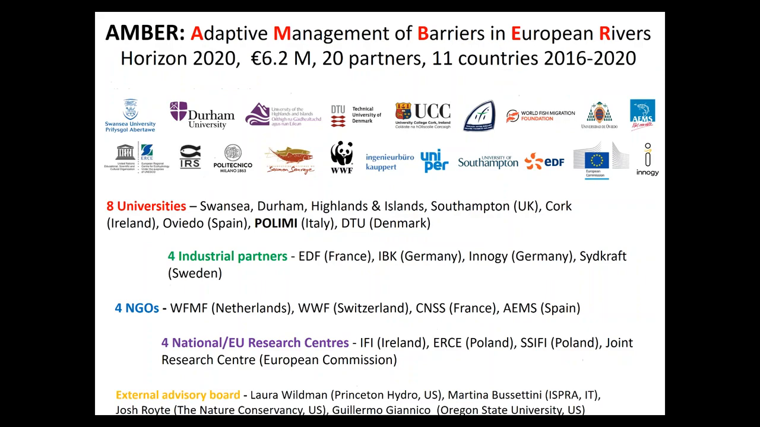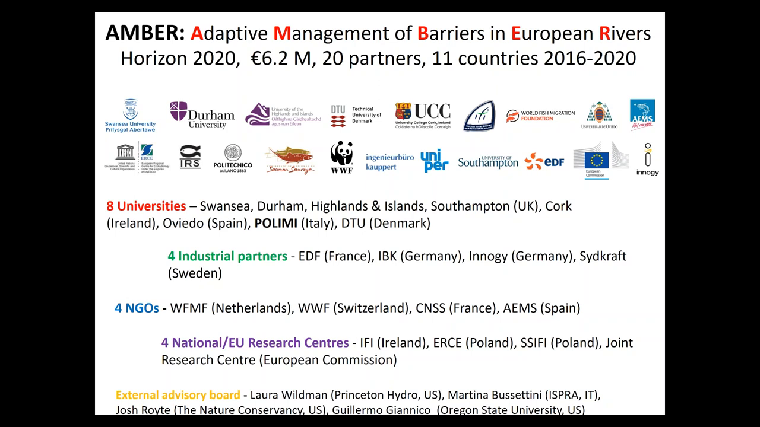But since this information is scattered and not complete, we need to deal with this problem. So we need to have more uniform, consistent information at the European scale if we want to manage the problem of river continuity and river fragmentation. So the AMBER project, in that sense, aims to address this topic.